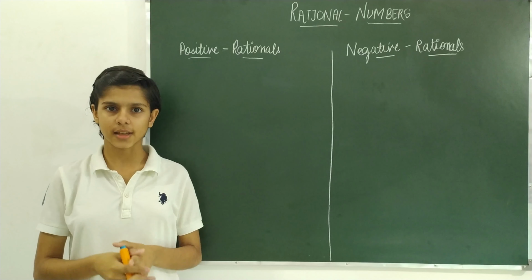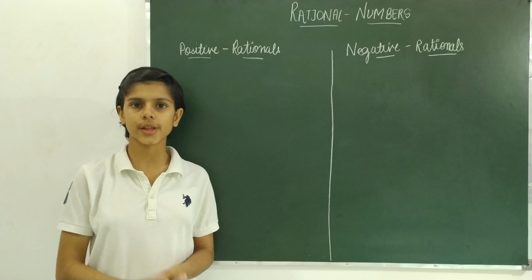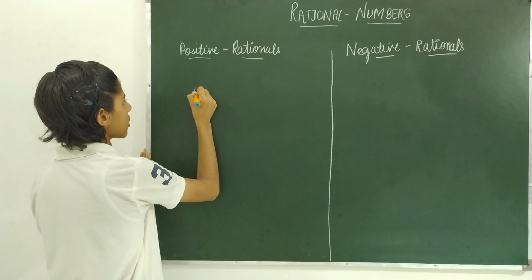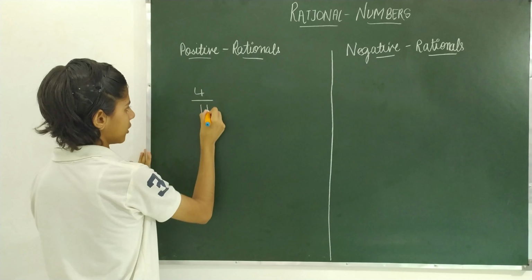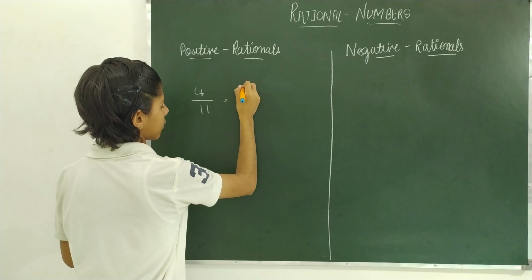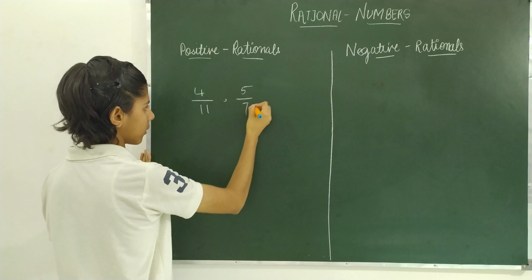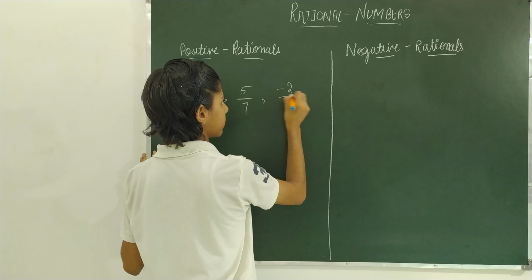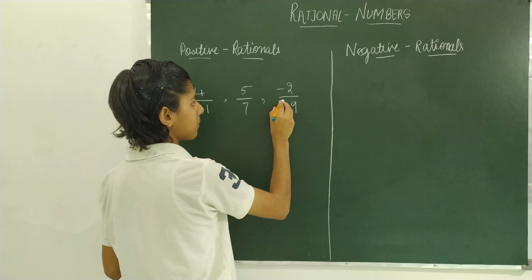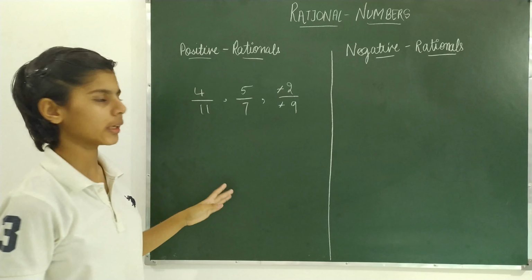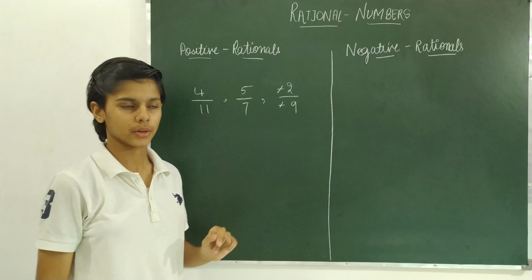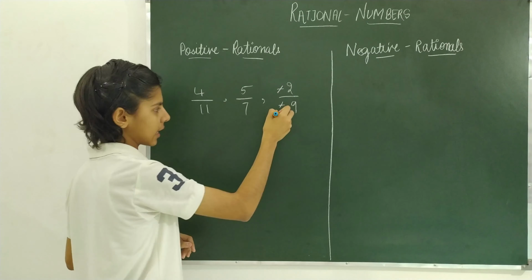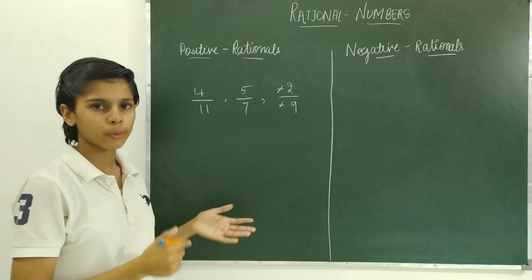Now we will discuss positive rational numbers and negative rational numbers. For example, positive rational numbers: 4 by 11, 5 by 7 or minus 2 by minus 9. Here the minus signs get cancelled and it is only a positive rational number. So if the sign is the same, minus and minus, it gets cancelled and that number gets converted into positive.